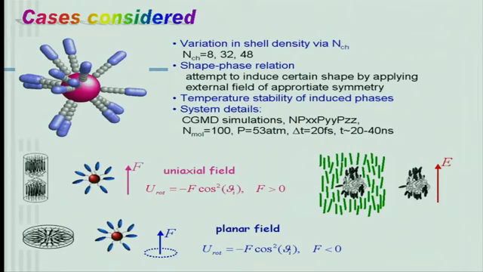So we considered the cases of 8, 32, and 48 chains here. And to aid the self-assembly of the system, we tried to induce a certain shape by an external field which gives the required symmetry. That means that if we would like to induce the rod-like shape, then we applied an external uniaxial field which aligns only the mesogens, and we expect that the molecules will adopt this shape. And also if we apply a planar field which will prefer the mesogens to be perpendicular to some axis, then we are going to reproduce the disk-like shape of this molecule.